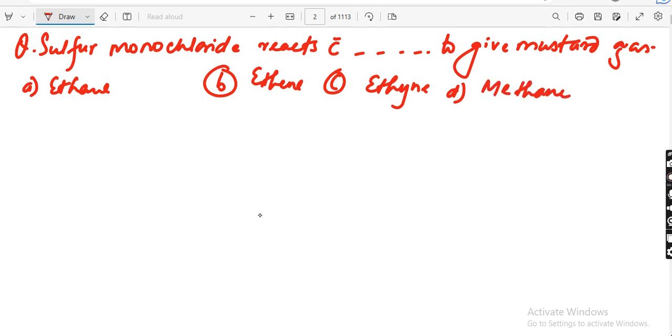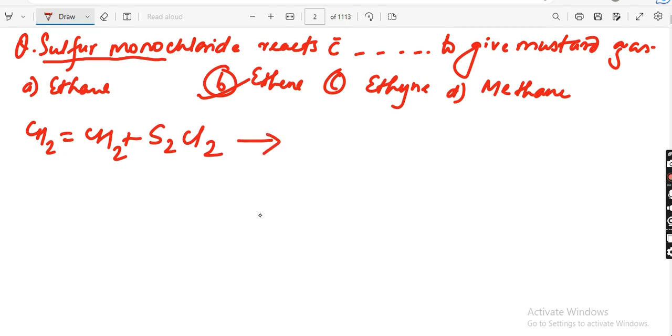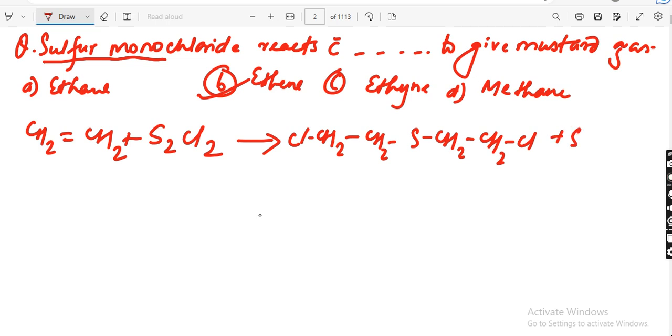So you must know this is actually the reaction of an alkene, that is C2H4, CH2 double bond CH2, so it is ethene. It reacts with S2Cl2, that is sulfur monochloride, to form Cl, S, CH2, CH2, S, Cl, and sulfur, and this is your mustard gas.